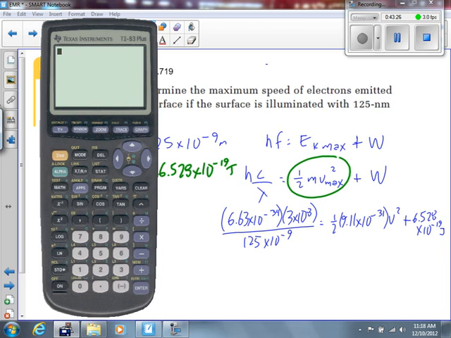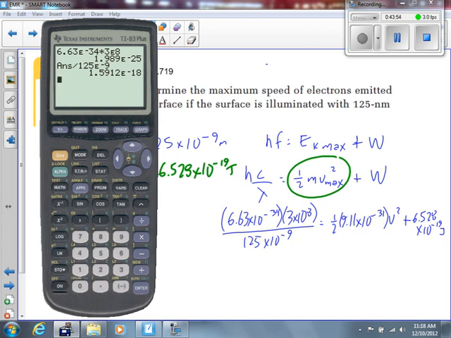Let's say 6.63 times 10 to the minus 34 times 3 times 10 to the 8. Let's get a number on the top there. Divide it by 125 times 10 to the minus 9. It gives us a number on the left-hand side. What do I do next? Take the 9.11 over or the 6.52? 6.52. It's not attached to it, right? So let's take that over first.